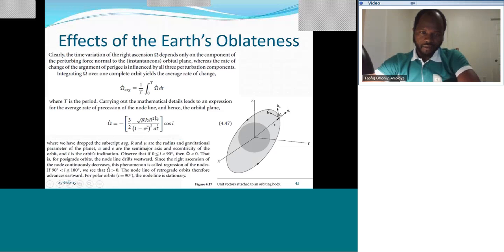And here, like I said, when I is equal to 90 degrees, this just goes to 0. And what it means is that the right ascension of the orbit is just constant. So that means the node line is stationary.